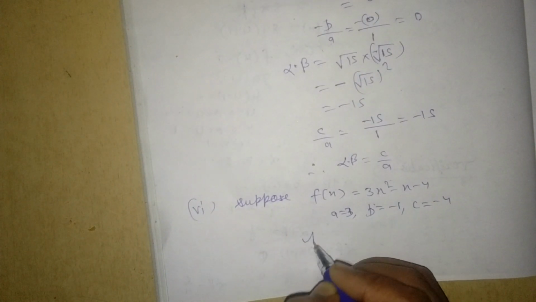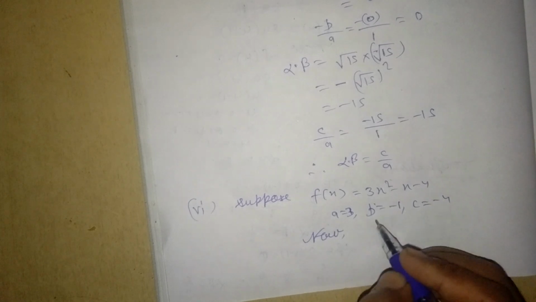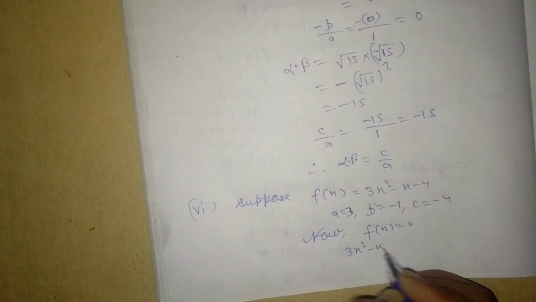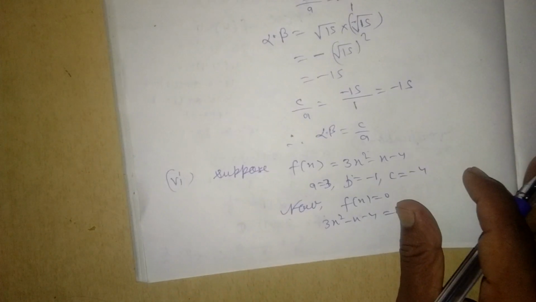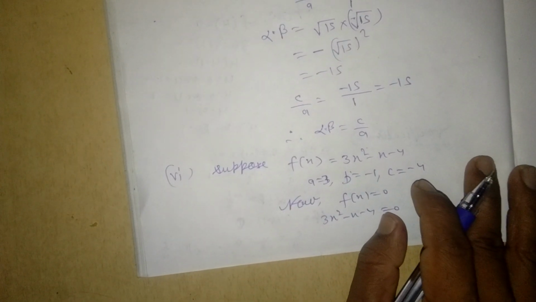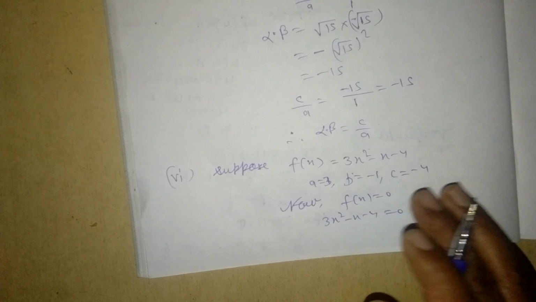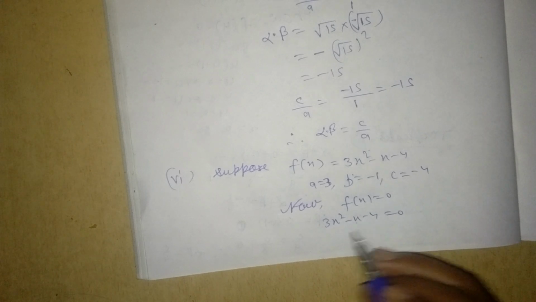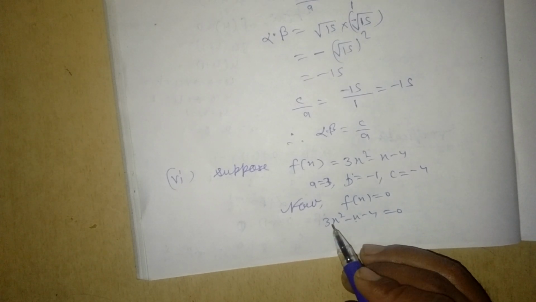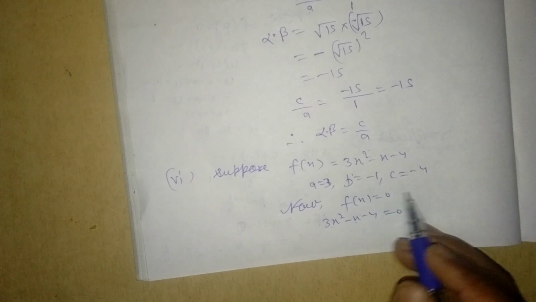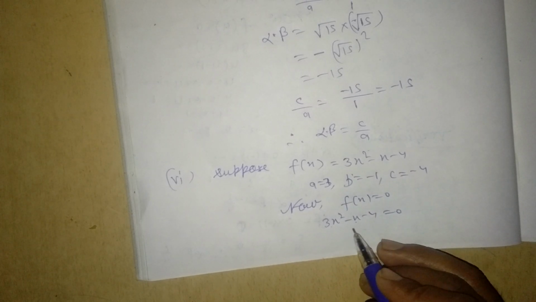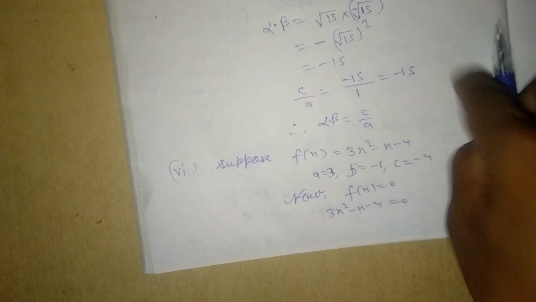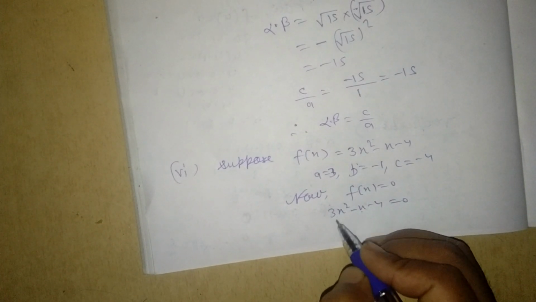So now for obtaining the zeros, you will write f(x) is equal to 0, 3x square minus x minus 4 equal to 0. Now split the middle term in such a way that the product of the first and third term will be equal when you split this minus x into two terms. When you take the product 3x square times minus 4, you will get minus 12x square, and also when you sum, then you will get minus x.